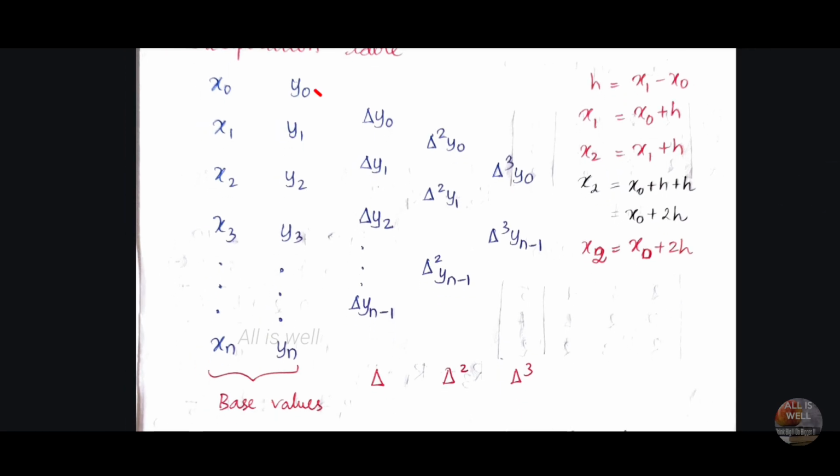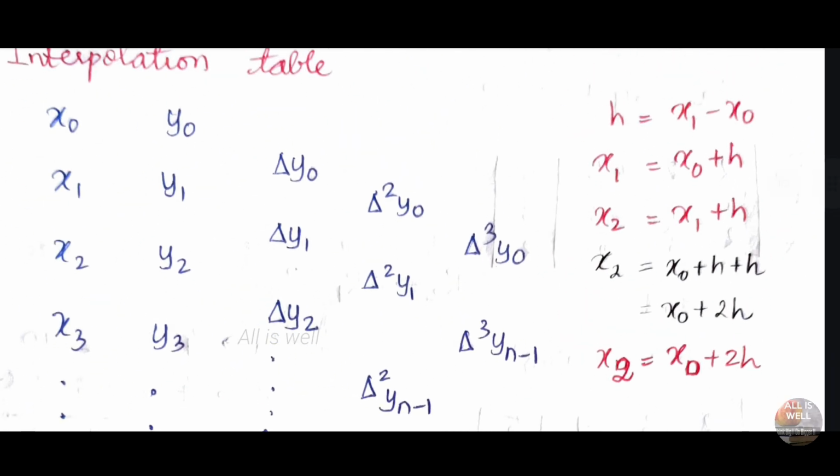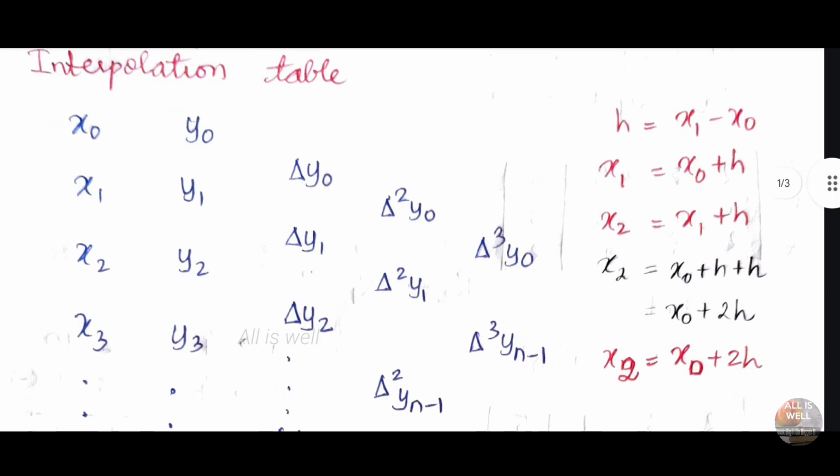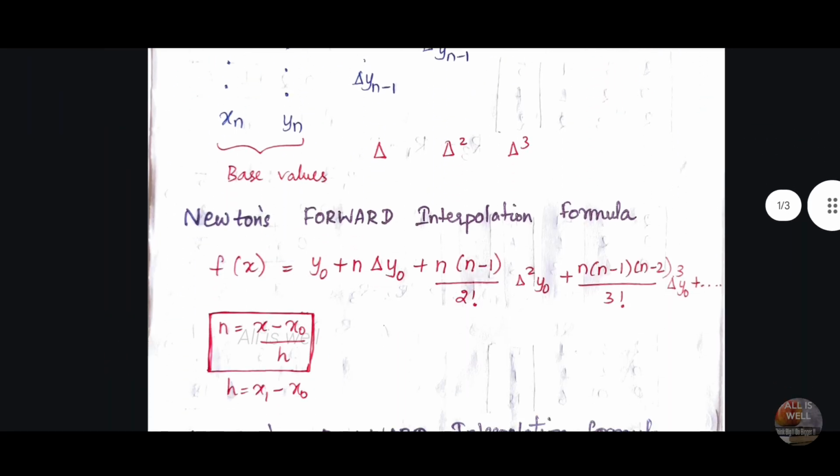The del column is just the difference of the y values. The del square column is just the difference of del y values. And the del cube column is the difference of del square y values. Here, h can be taken as the interval difference between x values. Using h, we can also find the other values of x.